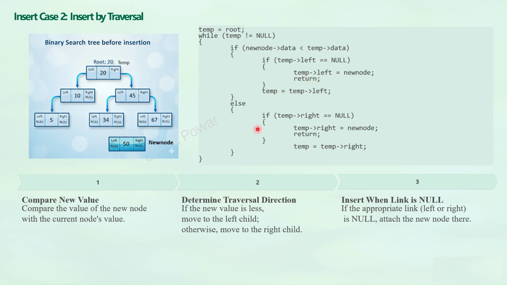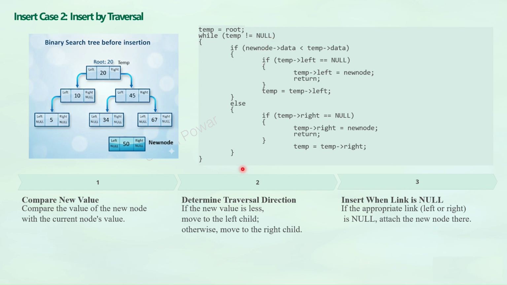Same thing we will write for the right side. If I move towards the right and it is null, at that time this is the proper location where you have to add the new node. Then come out of the function, otherwise move towards the right side. Now repeatedly we have to do this same task, so we have to enclose this in a while loop: while temp is not null, you have to do this same task.